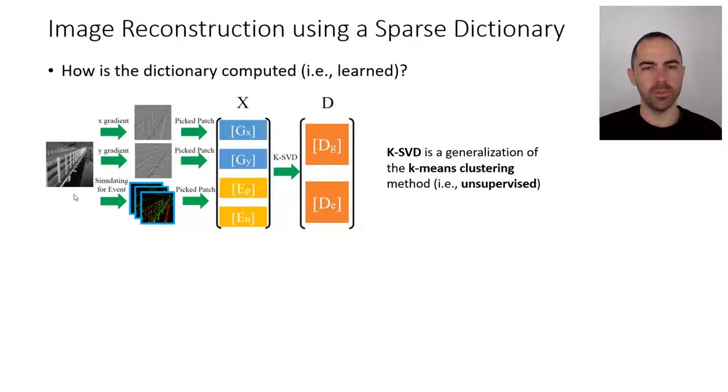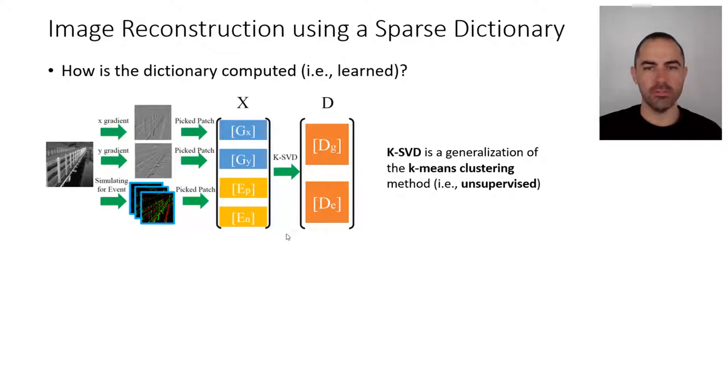If you want to read more of the paper, you can see in the details how the dictionary is actually computed. Basically, they simulate: they have an original image from a database. They resize it to the size of the DVS, and they compute the gradient in the x direction, the gradient in the y direction, and also the gradient in the time dimension to simulate events. They divide these images into patches and stack them. So you have the gradient in X, the gradient in Y, the positive events and the negative events for every patch. And then they do some clustering using KSVD, which is a generalization of the K-means clustering method. So it's an unsupervised learning method to obtain the dictionary of gradients and a dictionary of events.